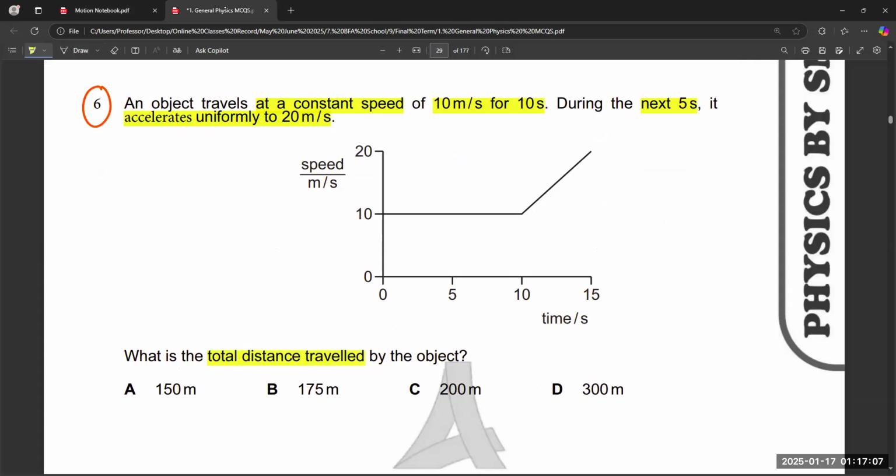So first of all, we need to identify what is the area covered by the whole graph and what are the shapes. So what do you think about this question, what shapes are given in this question? Rectangle. So the first one is rectangle. Rectangle, triangle, I guess.